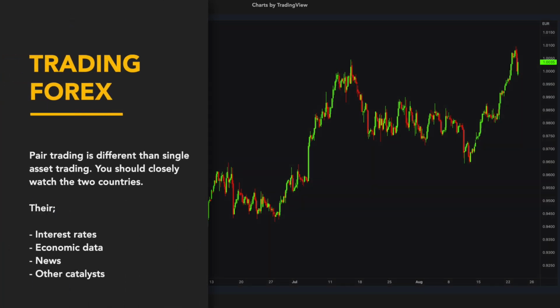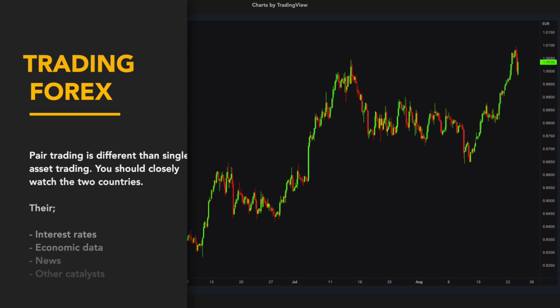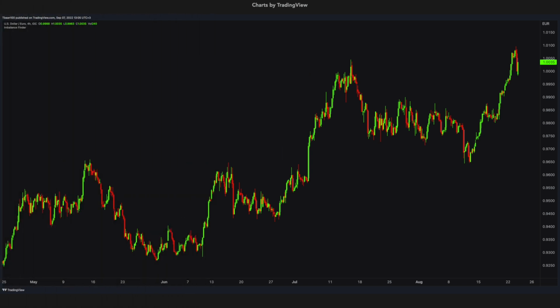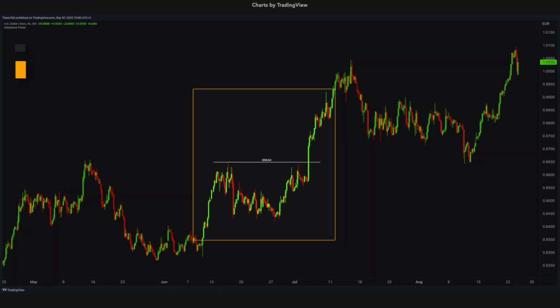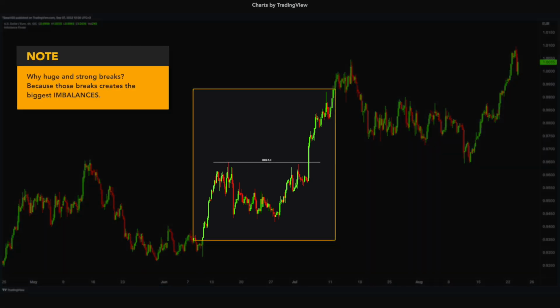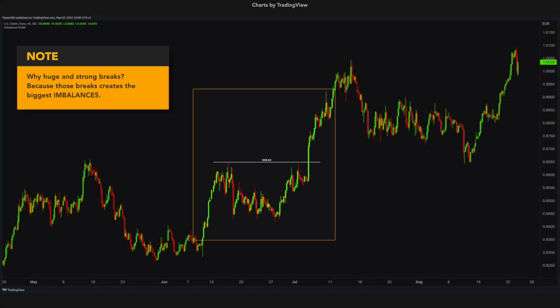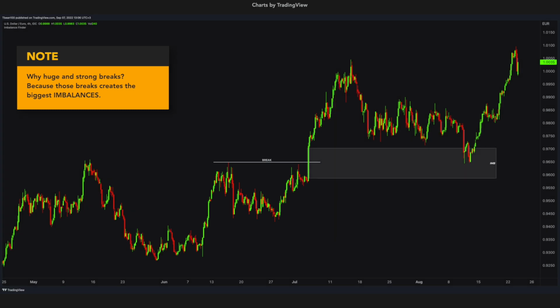When you trade Forex, the global direction will be unclear. It will mostly depend on two countries, their interest rates, economic data, and news. You should be aware of all of those. Again, when I look at a chart, the first thing that my eyes scan for is the highest quality break. The biggest, the strongest, and the largest break that I can see, because these breaks create the big imbalances that I love the most. I'm an imbalance trader, I love them.